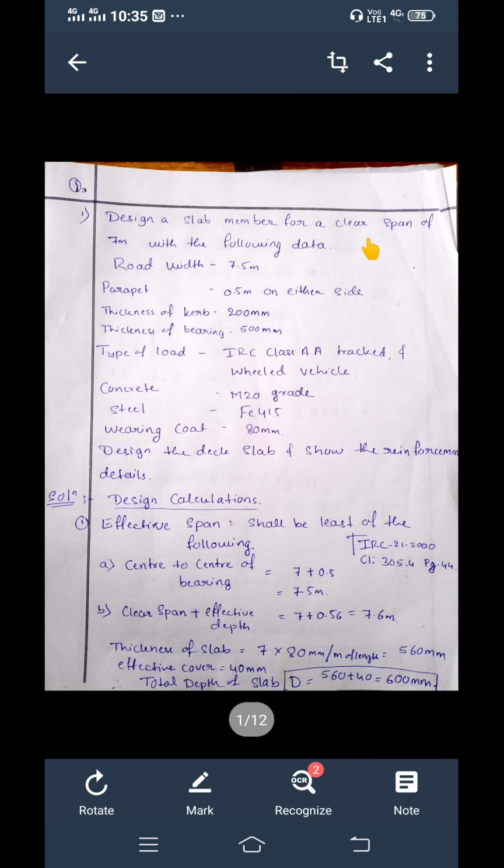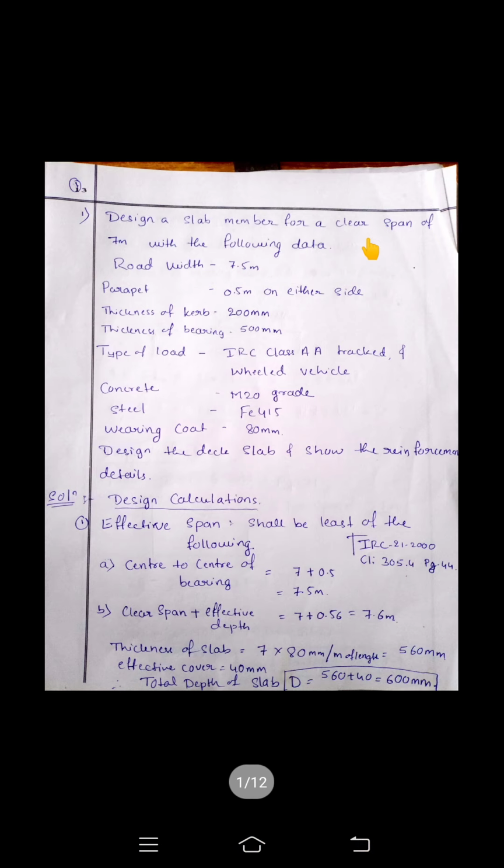For that we have the different classes of loadings that we studied in our previous video lecture from the first module, isn't it? IRC class AA tracked vehicle, IRC class AA wheeled vehicle, IRC class B vehicle, class C vehicles, and class A vehicle. So these are the different types of vehicles and loading conditions we have studied in our previous video lecture.